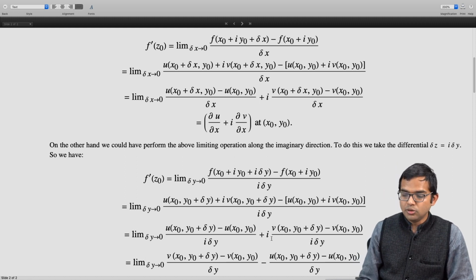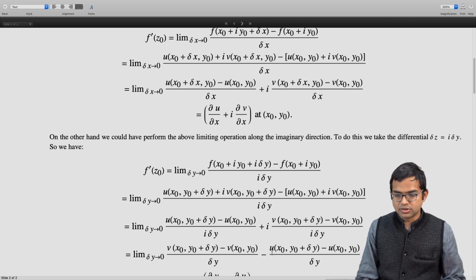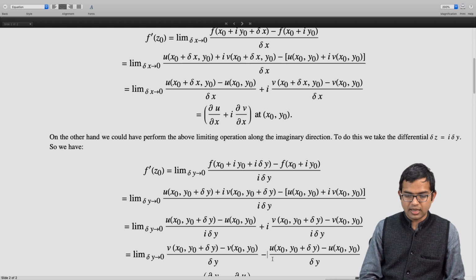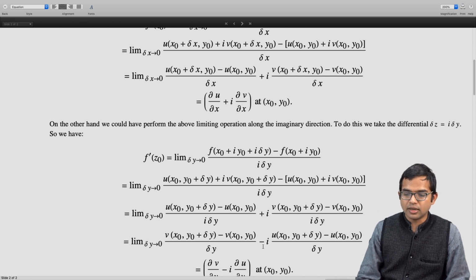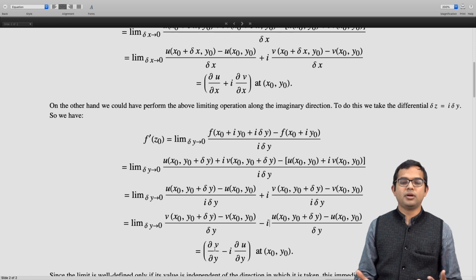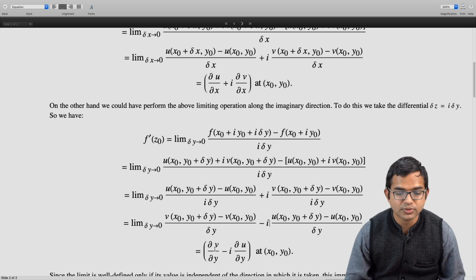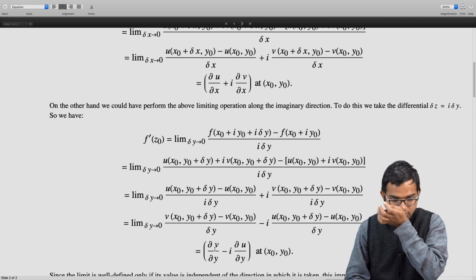And again, u also, the first term has become the second term, and so we have a minus I times u of x naught comma, so there's an I sitting here. And indeed when I write the next step, there is the I here. So it's dou v by dou y minus I times dou u by dou y. Okay. All of this has to be evaluated at the point x naught comma y naught.